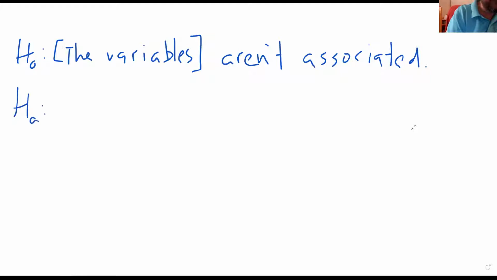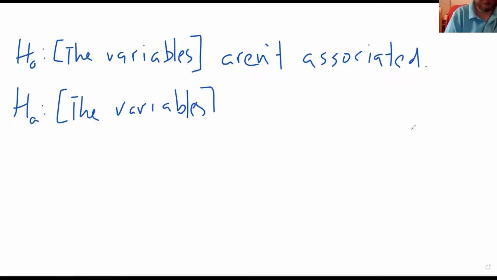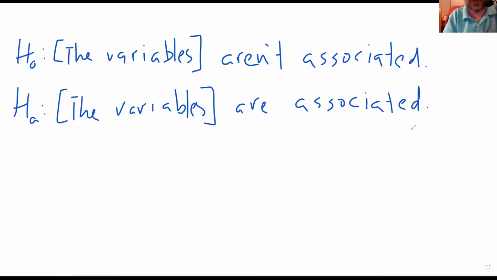HA: the variables are associated. And when I say associated, maybe correlated is a better way to say that. In other words, one affects the other one. You could also say that the two variables are independent is the null hypothesis, and dependent is the alternative hypothesis. Those things all mean the same thing.